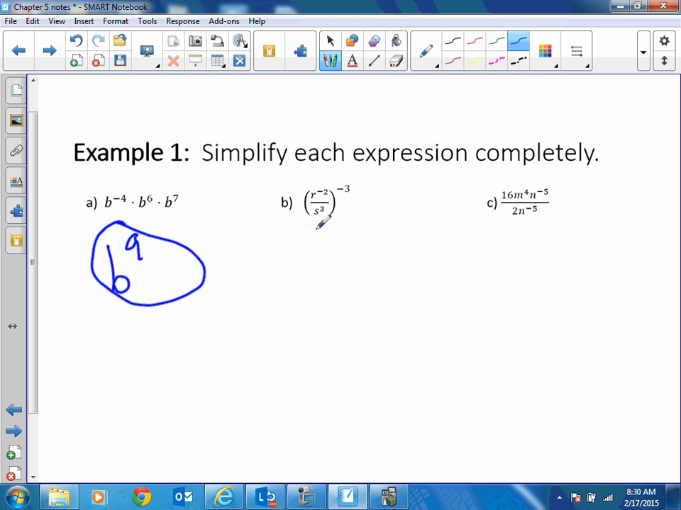Again, I'm not very good at writing this, so bear with me. This one, we have negative 2. What we're going to do is, when we have a power of a power, multiply those two. So negative 2 times negative 3 is positive 6. So we have r to the 6 over, and we're going to multiply 3 times negative 3 and get s to the negative 9. Now, one of the rules for this is you cannot leave it as a negative exponent.